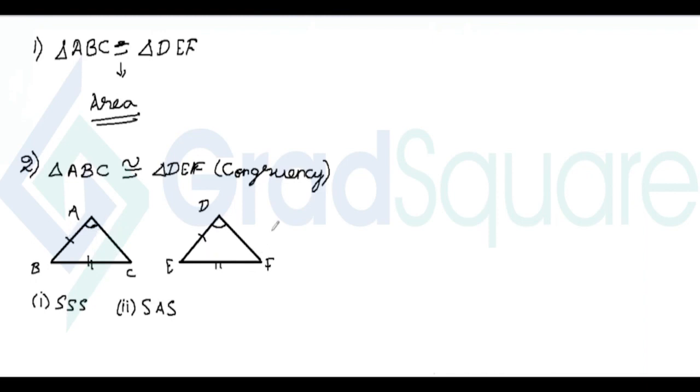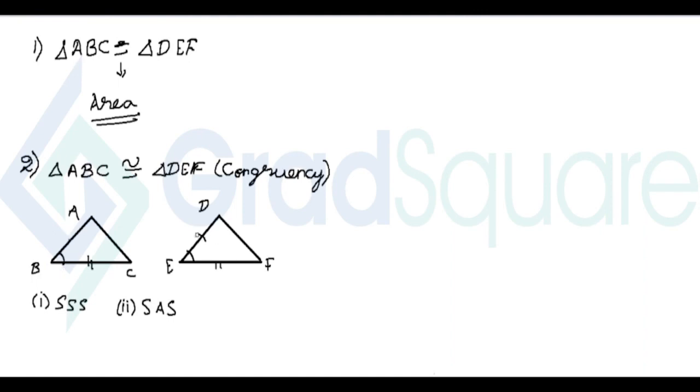So if you have to prove two triangles to be congruent by applying the SAS congruency, then remember that you have to prove that the angle which is included between the two sides that you're proving to be equal is proven to be equal, and only then can you say that the two triangles ABC and DEF are congruent to each other. Okay. So that is the second way of proving congruency between two triangles.